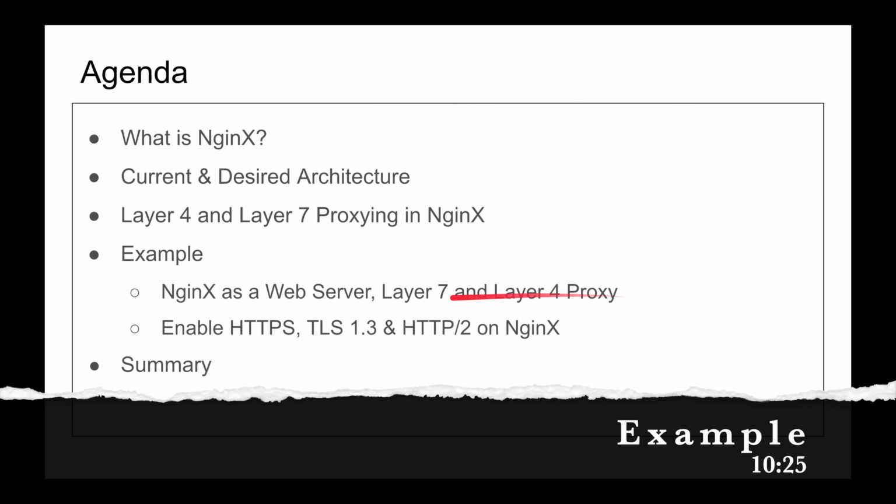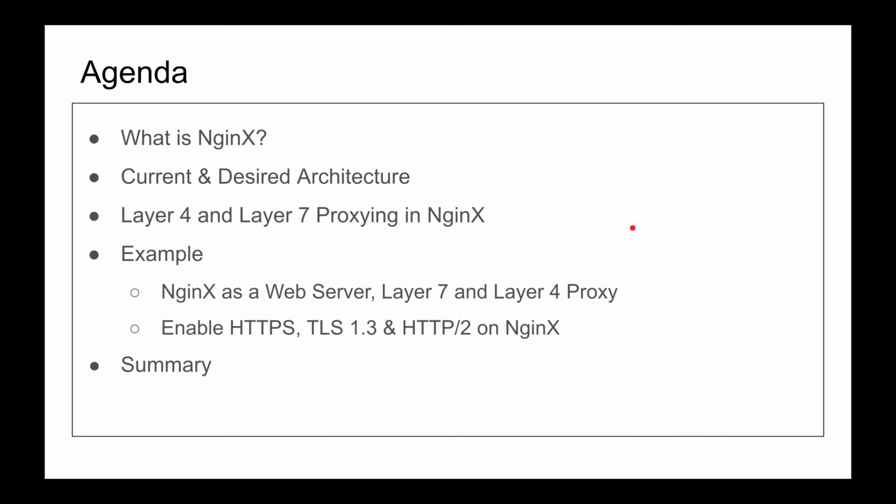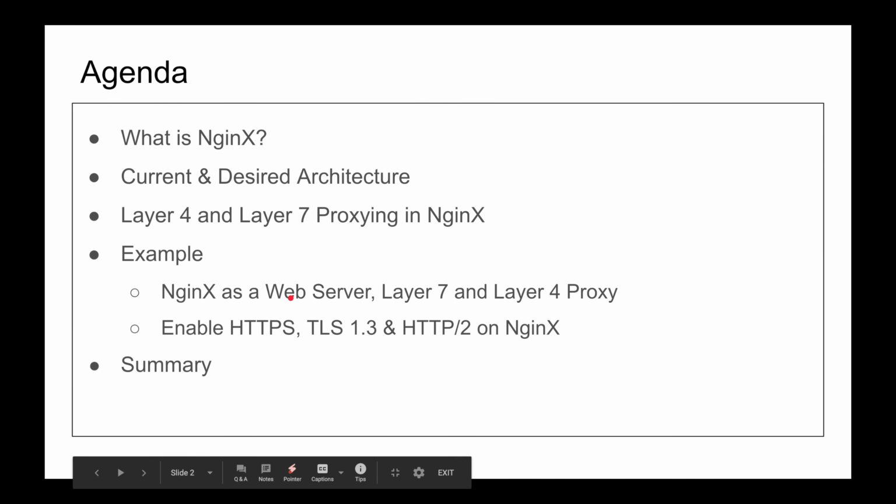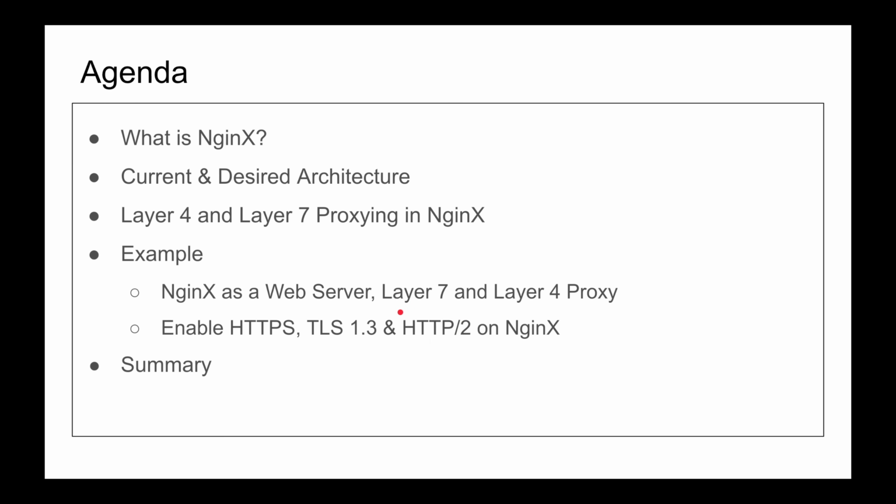And then finally, the meat and potatoes, we're going to talk about examples. We're going to install Nginx. We're going to show how it behaves as a web server, as a layer 7 reverse proxy, and as a layer 4 reverse proxy. And we're also going to enable HTTPS, install a certificate from Let's Encrypt, and enable TLS 1.3 because that's the latest and greatest. Unfortunately, Nginx doesn't come with TLS 1.3 by default, which is kind of a shame if you think about it.